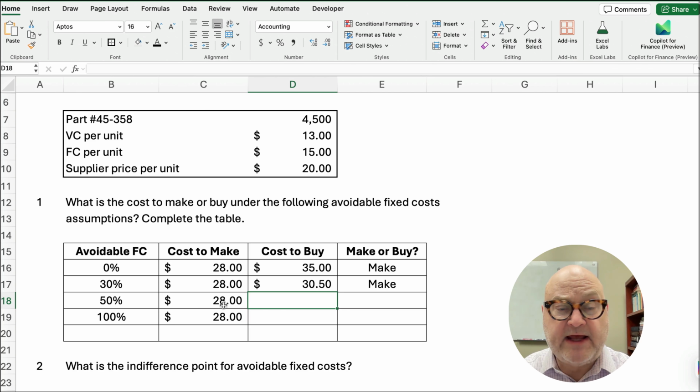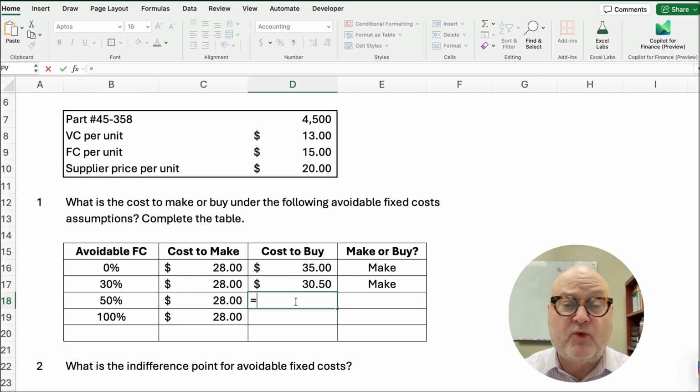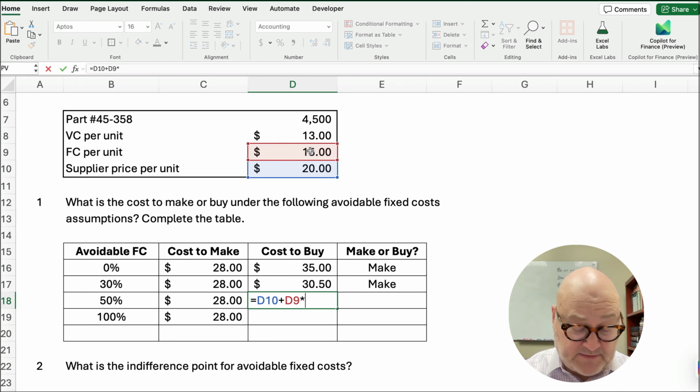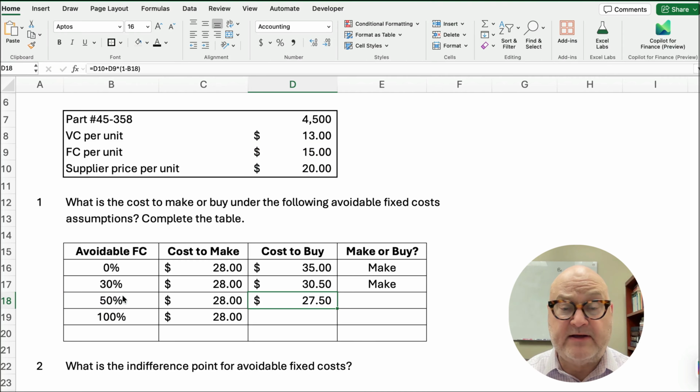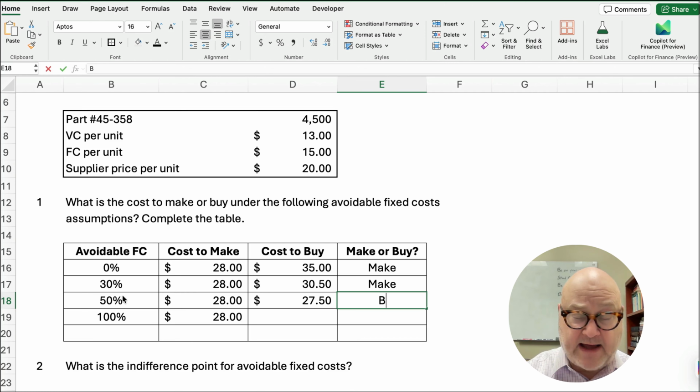So it's still $28 to make, but let's say we're getting rid of half of our fixed costs. So we're going to take the 20 plus the 15, but we need to take the 15 times 1 minus the 50% that we're going to get rid of. So we're left with the other 50%. We still have half of those costs. So it's going to be $20 plus $7.50. So it's going to be $27.50. So at this point, it's cheaper to go ahead and buy.